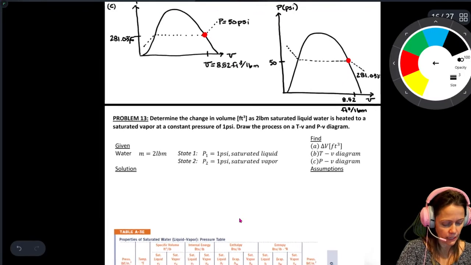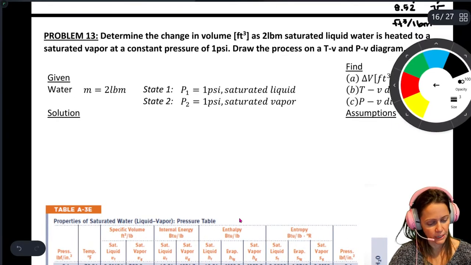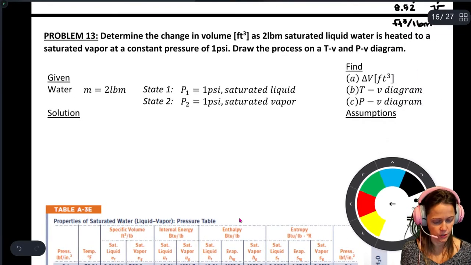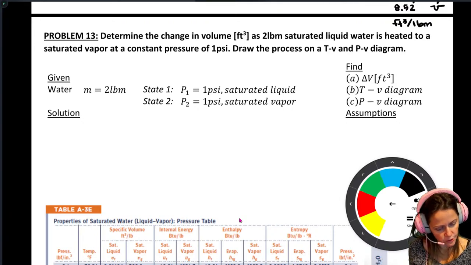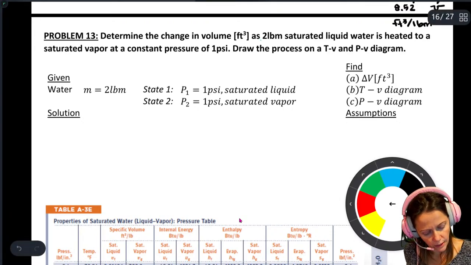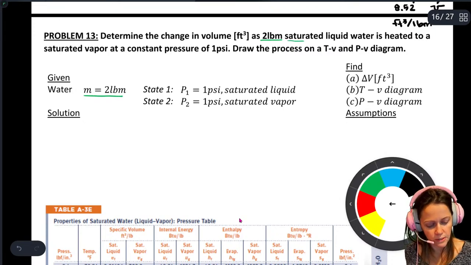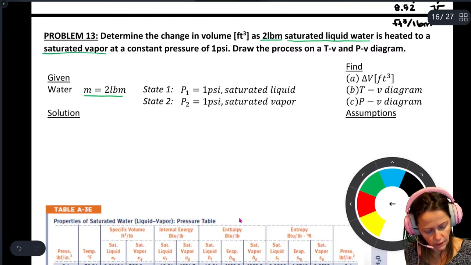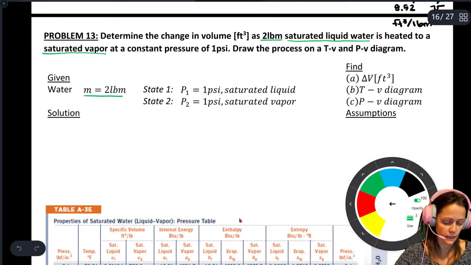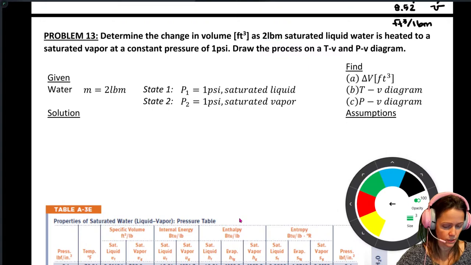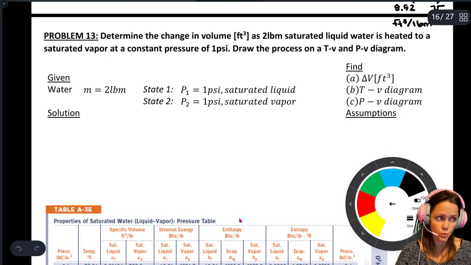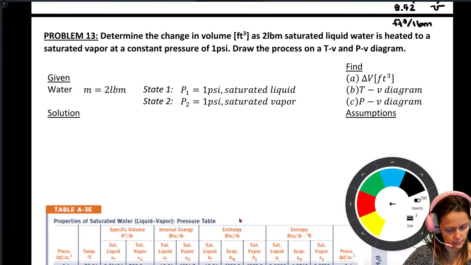So you'll see in my given, I've made sure I put some subscripts here. We got our mass, 2 pound mass. And then state one is a saturated liquid water. State two is saturated vapor. And then it's a constant pressure of 1 PSI. So it's the same thing at state one as it is at state two. Okay. And I don't know that I really need to make any assumptions, but if I do, I'll throw those on there as I come across them.